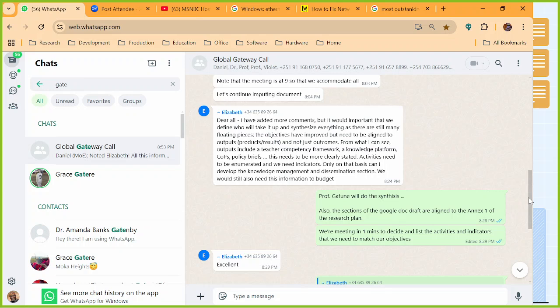Oh, okay. Yeah, policy brief. This needs to be more clearly stated. Activities need to be enumerated, and we need indicators. Only on that basis can I develop the knowledge management and the dissemination section. We still also need this.